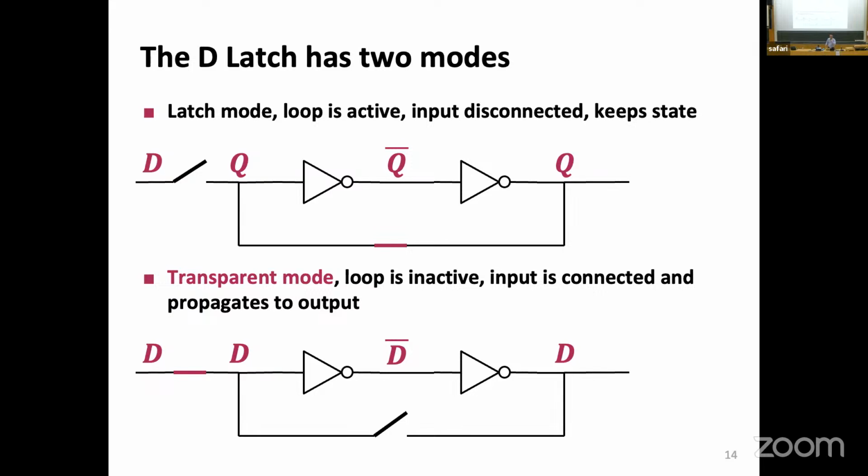You have to close both switches at the same time. Can we replace that switch with a resistor, for example?